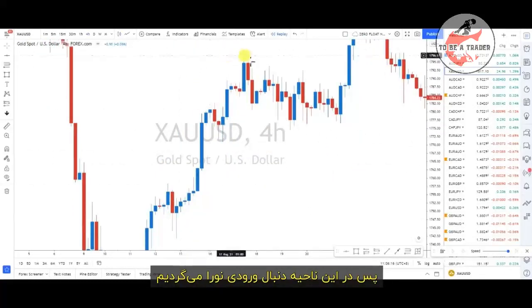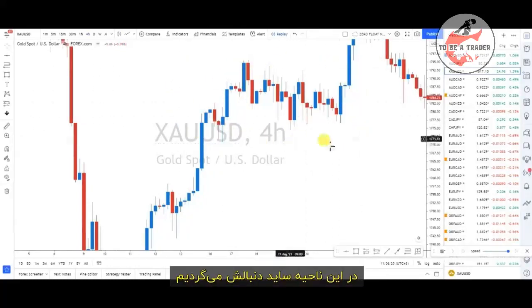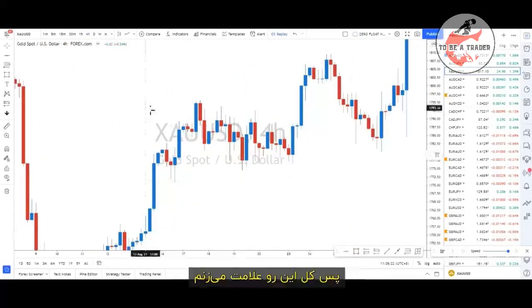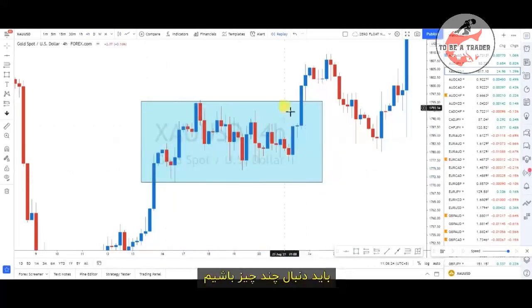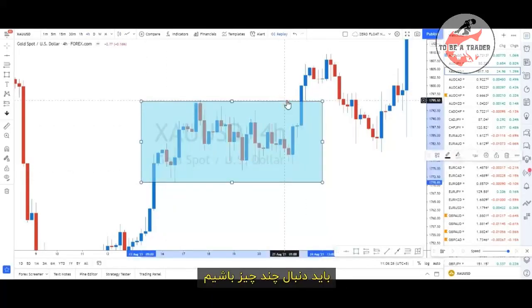So we're going to look for a normal entry in this area. We're going to trade in this sideways area. So here I'm going to mark all this. Okay guys, here's a few things that we can have a look at.